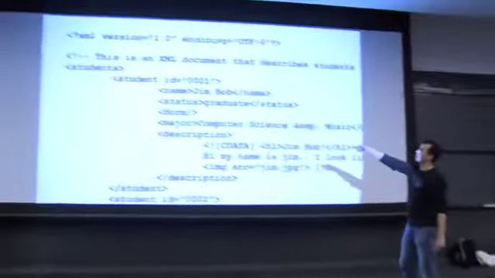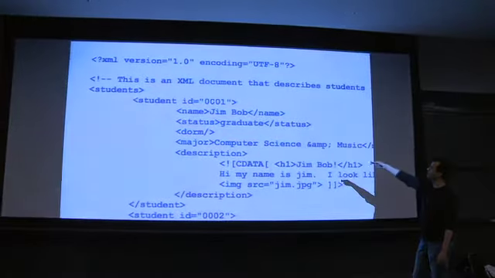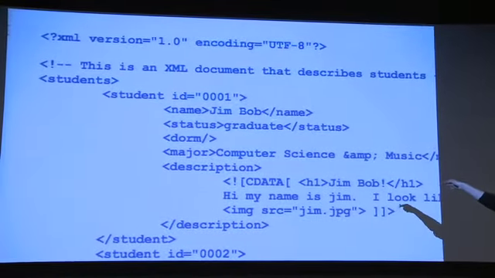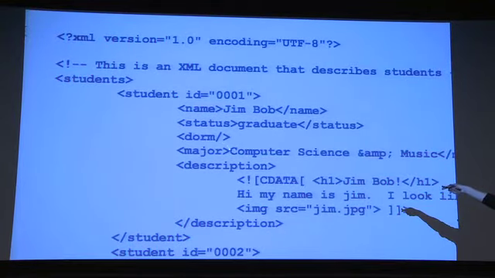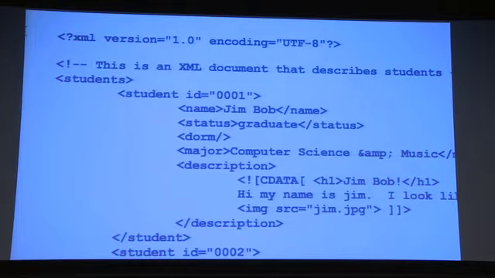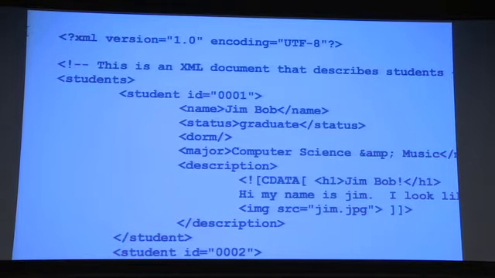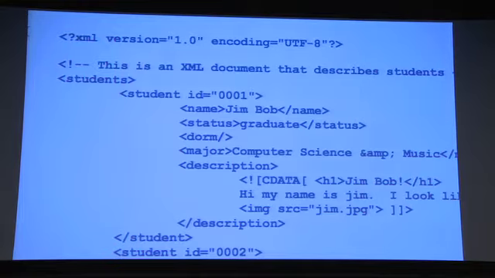So student is a child of students. It has an ID, in this case, of 0001. Their name here is Jim Bob. Status, a graduate dorm. This looks a little weird. What does this resemble, and what does this mean, do you think? Jack? Is it a tag that's opened and closed in its own space? Good. Okay, good. So it's a tag that's opened and closed all at once, and that typically implies that it's empty.